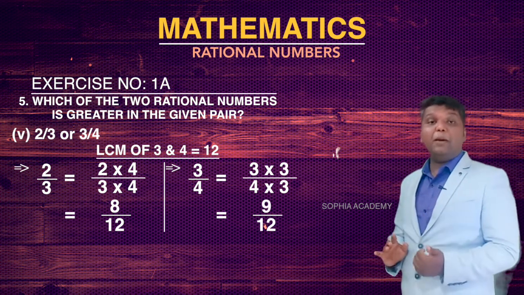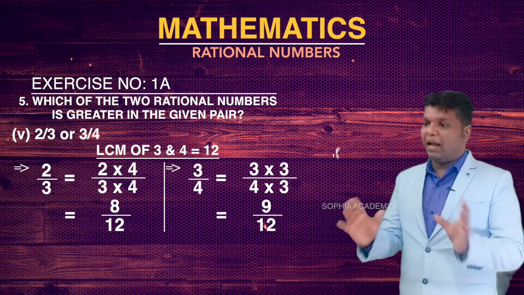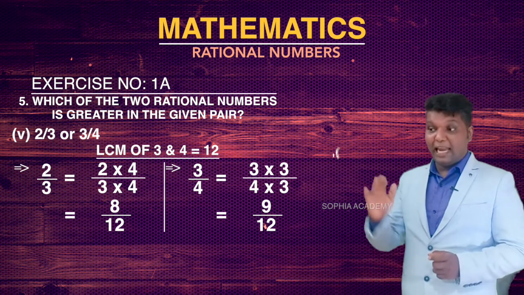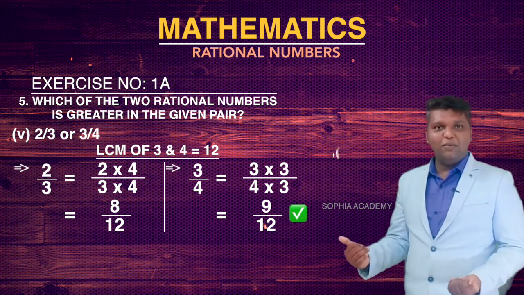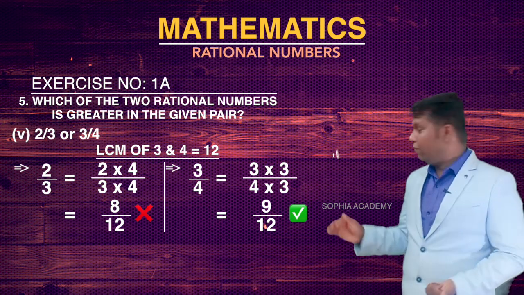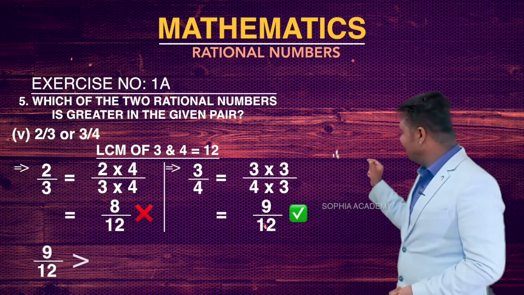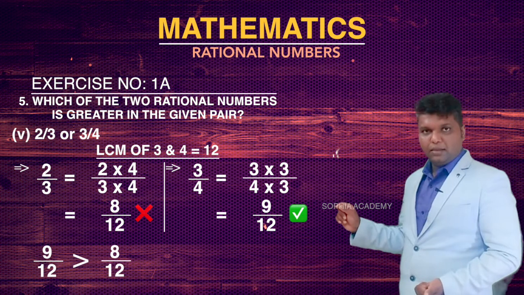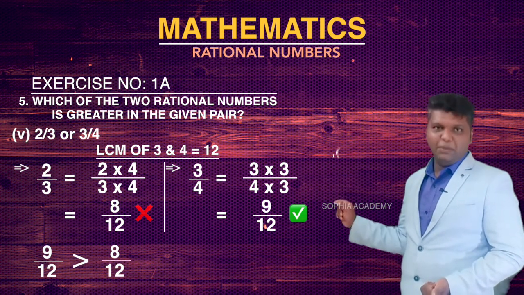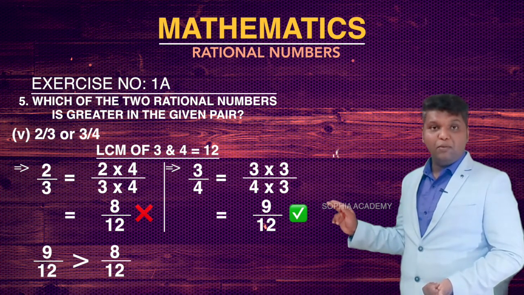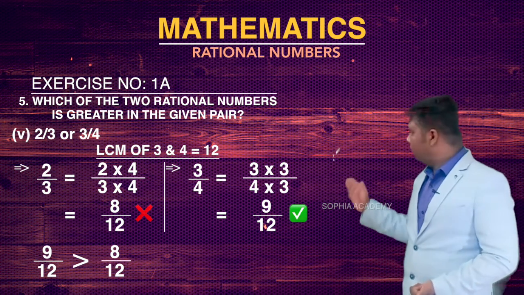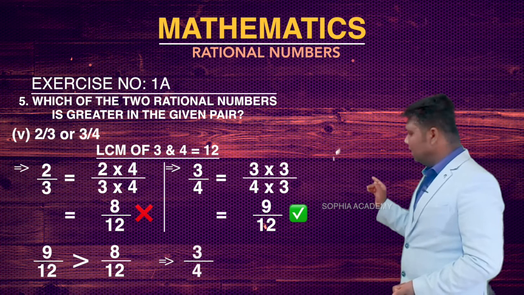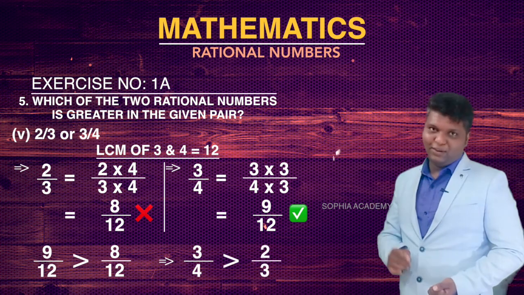So you got 8 by 12 and 9 by 12. Now both of them have the same denominator, 8 by 12, 9 by 12. Now tell me, which is bigger? 9 by 12 is bigger and 8 by 12 is smaller. So we will write 9 by 12 is greater than 8 by 12, right? But our question is not about 9 by 12 and 8 by 12. Let us come back. What is actually 9 by 12? It is 3 by 4 itself. So we will write that 3 by 4 is greater than 2 by 3.